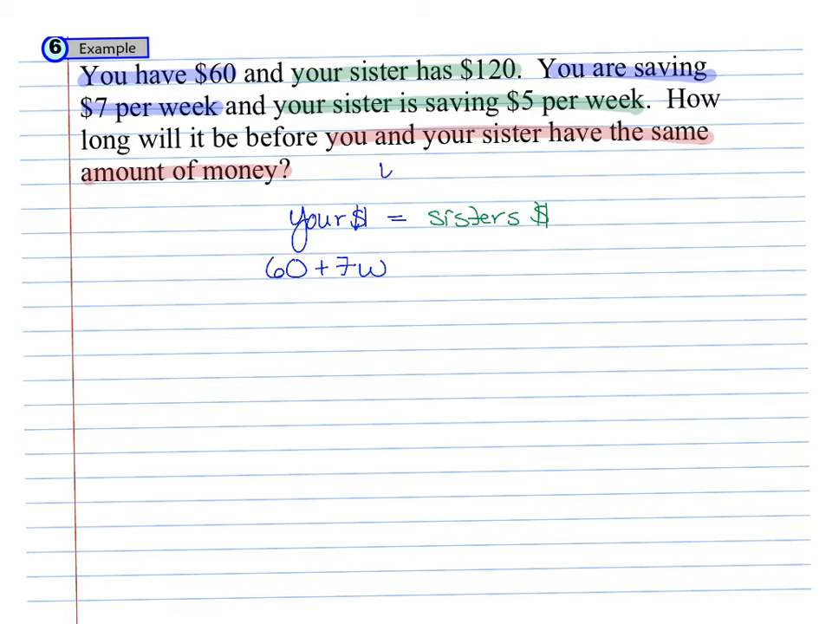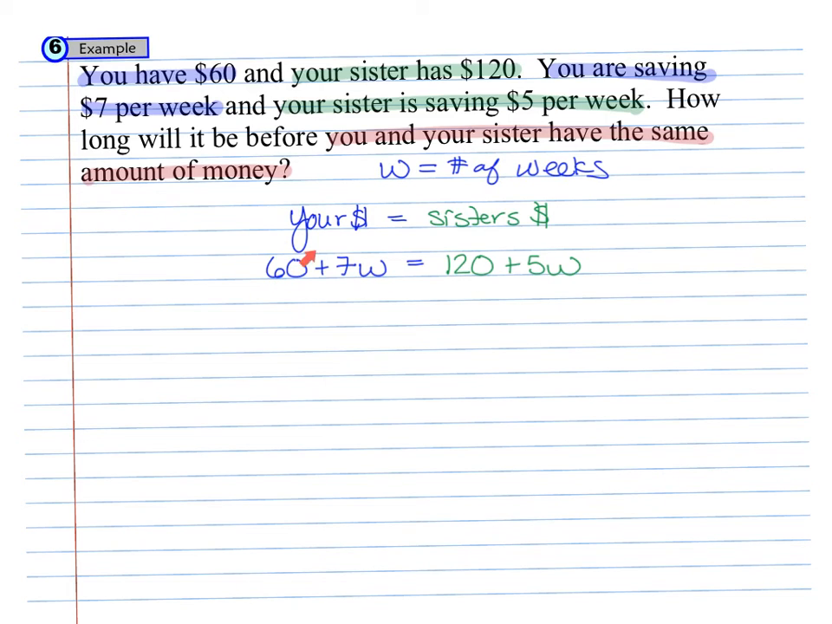So that means the W has to be our variable. So number of weeks. That's for me defining my variable. And that equals to your sister's equation. Your sister started with $120 and she's adding $5 per week to her savings. Okay, now we have made up our equation. We need to solve for W. Since we have a W on the left side and a W on the right side, we need to get all the variables to one side, all the numbers to the other side.